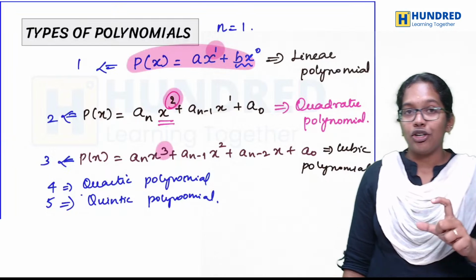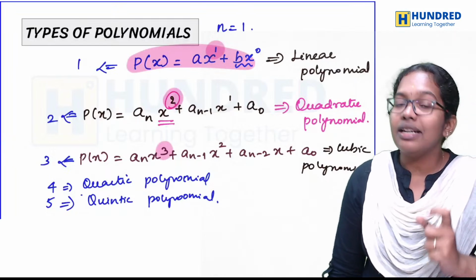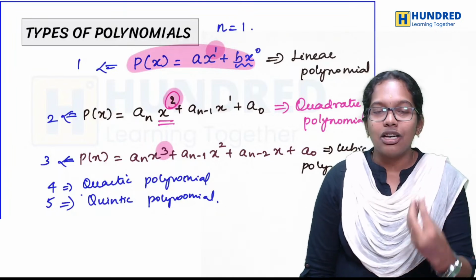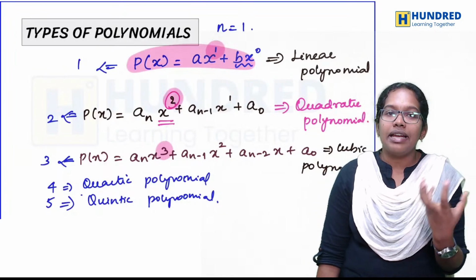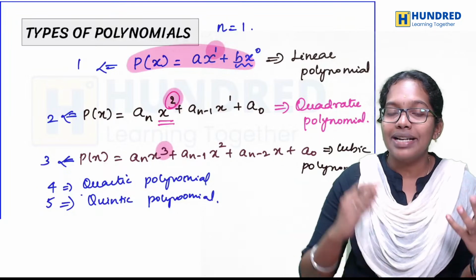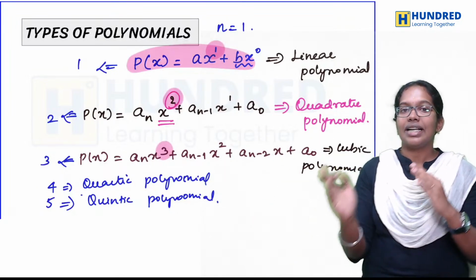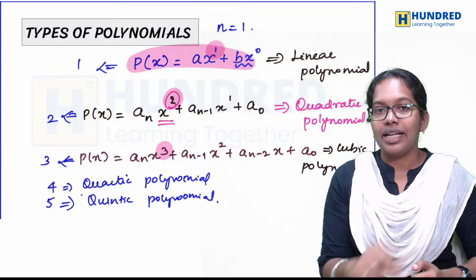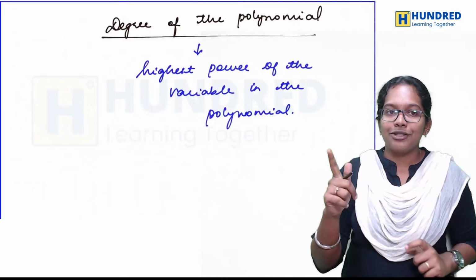Okay, so these are the main things you have to know about the types of polynomials. Actually, the types of polynomials have been classified according to the degree, on the basis of degree. And you have to know if the degree is 1, linear, if it is 2, then quadratic, 3, then cubic, 4 means quartic, and 5 means quintic. Okay, and I hope you guys know what the degree is.